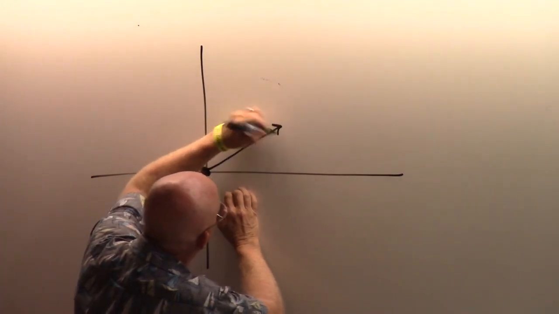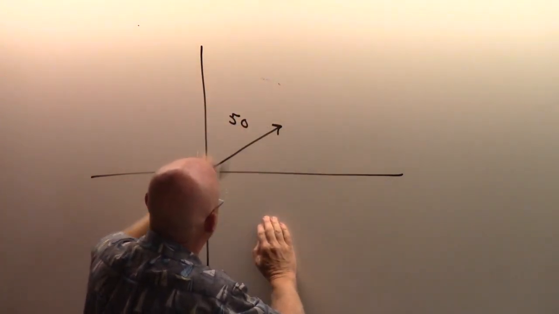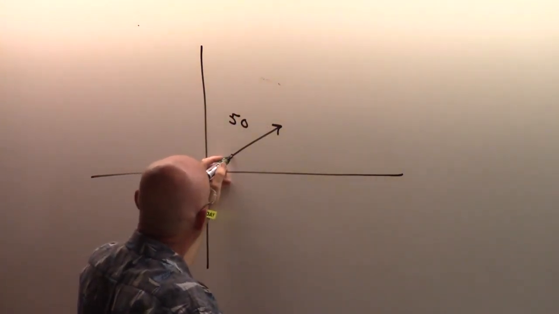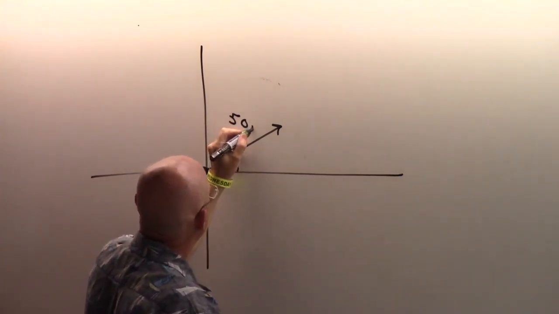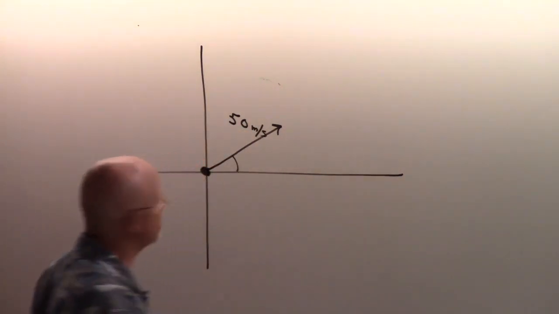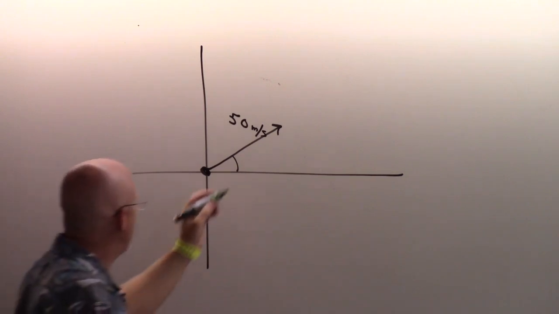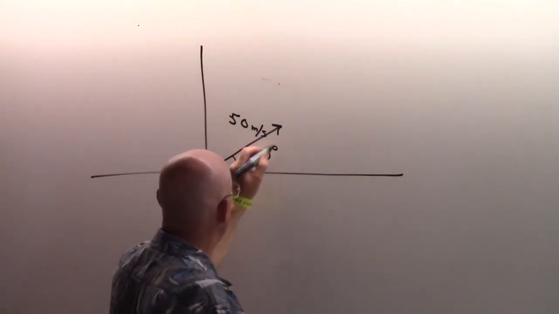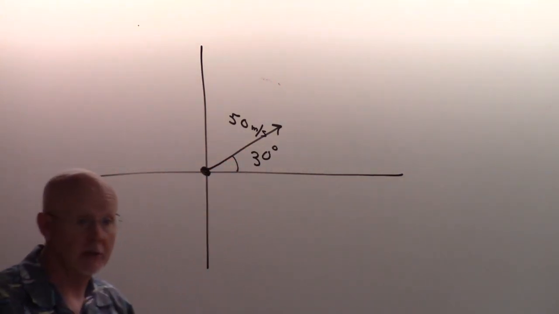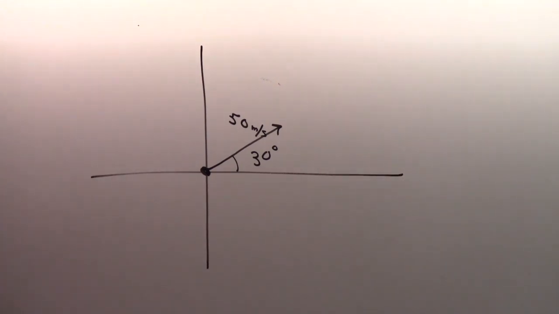I'll put a 50, and maybe I better put meters per second, but if I put too much on here, it'll get kind of messy. I do want to make sure I put the 30 degrees. And so what we've been doing for the last hour, hour and a half, is really saying, do you see how that could be thought of as a horizontal speed plus a vertical speed? And that's what we're going to need to do.